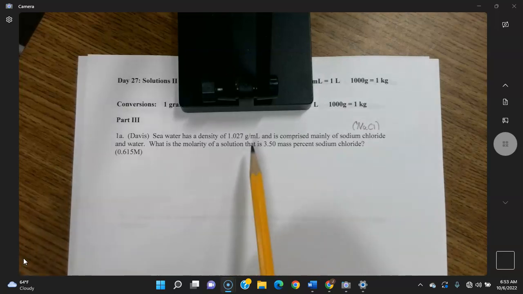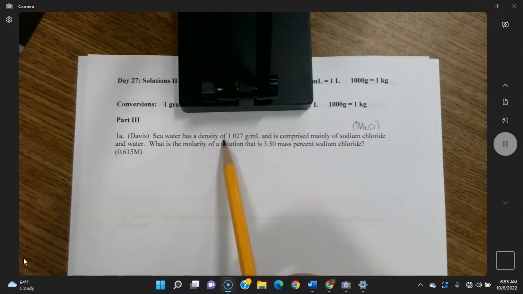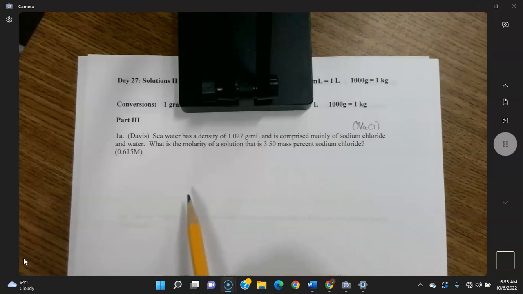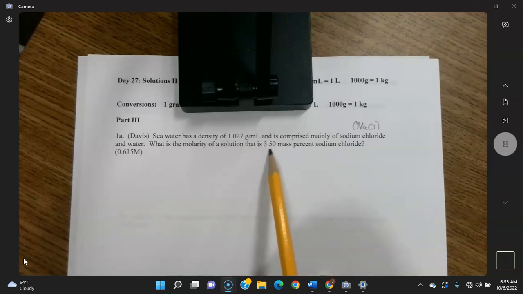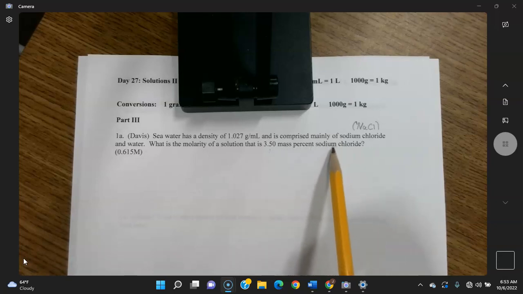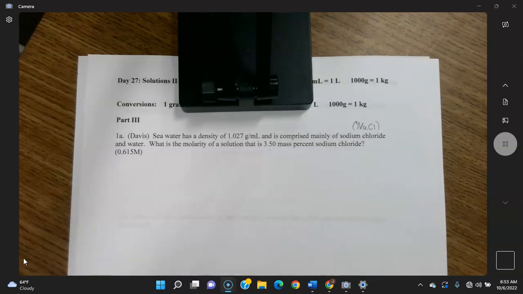Okay, so a couple things that will challenge you at first and how to deal with them is density. You have a density there. The other thing is that what they're telling you is you have 3.5 mass percent sodium chloride. They don't tell you how much of the solution that you have. They just tell you that it's 3.5 mass percent. So we're going to talk about how to handle those two issues, okay?